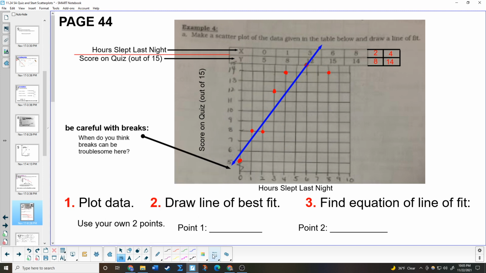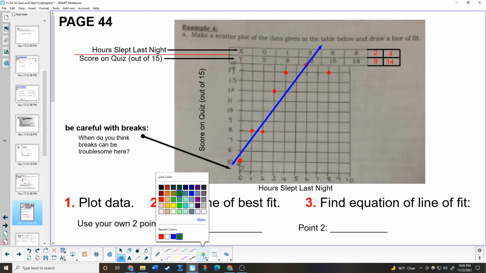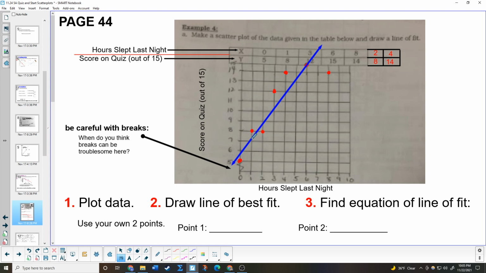I'm going to change my color from red to green. So I'm going to go ahead and grab 2 points where it intersects at an x and a y point. So right here looks pretty good. This is 1, 7. Actually, we could just use this ordered pair that we went through. So we have 1, 7. Write that down. And then point 2 is 6, 15.